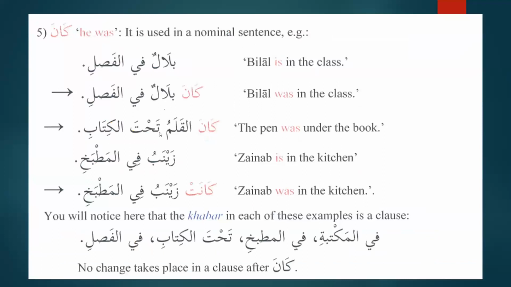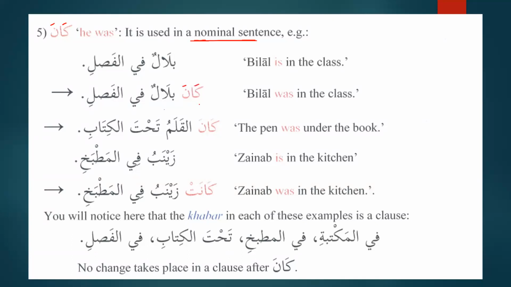Point number 5 is about kana. We know that kana is used for the past tense when we want to say he was. Now, we need to know two things about kana that are very, very important. Number one, it is used with a nominal sentence, jumla ismiya. Number two, whenever we use kana, it changes the present tense of the jumla ismiya to past tense. And kana always has ismu kana and khabaru kana.